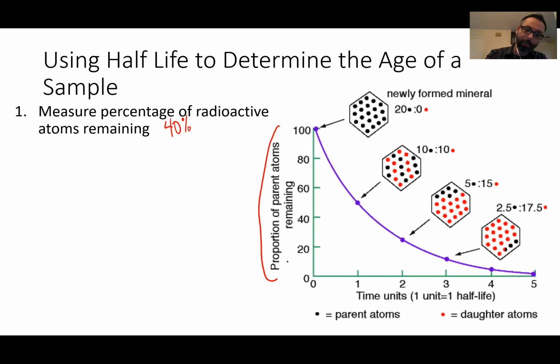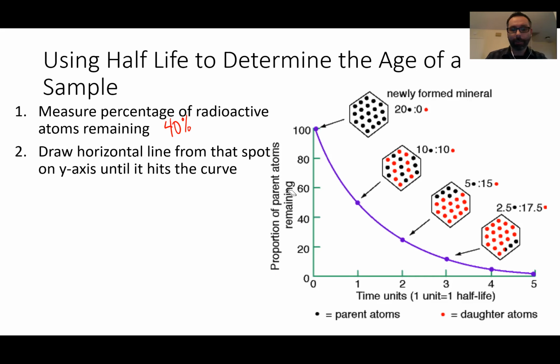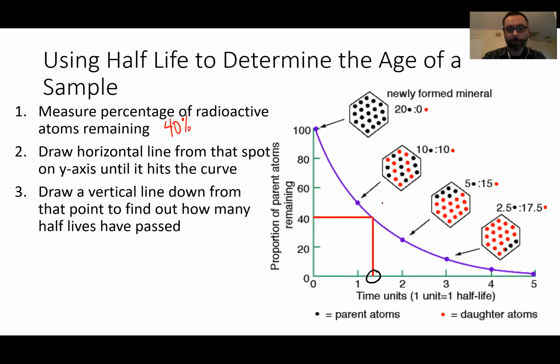Now over here, notice on your graph, there's an axis that says proportion, which again, means percentage of parent atoms remaining, right? So that's the amount of radiation still in there. And so we want to go over to 40%, and we want to draw a line going across, right? Because that's the 40% level. We have that much left. We draw it over until it hits the curve, the purple line. Then we draw a line going down, because that's where it intersects the time axis.